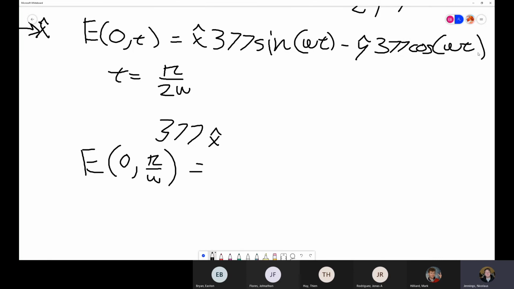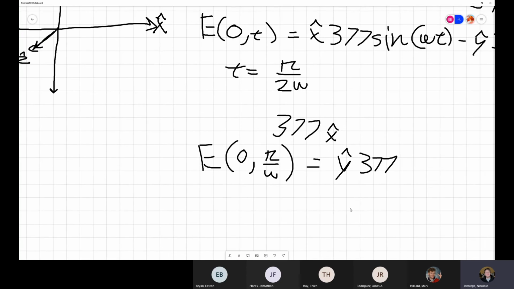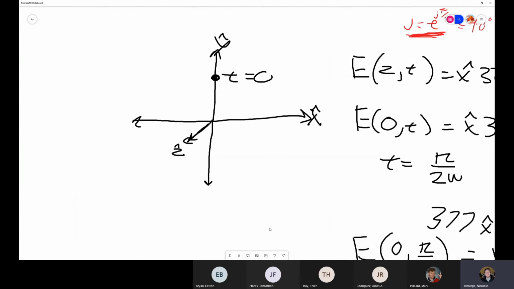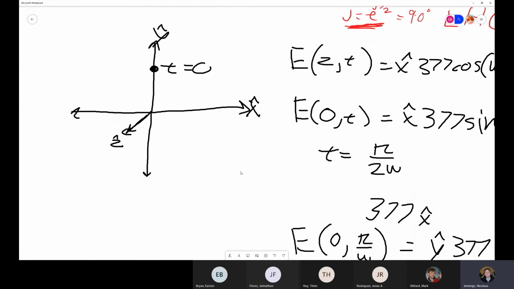This is equal to, so we have -1 right here, but it cancels out because of that minus, so it's just positive, so then it's y hat 377. And so then what we do is we go forward, we figure out, okay, this is in the y hat direction. Let me think here, actually. I'm trying to think about this correctly.